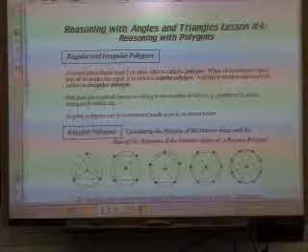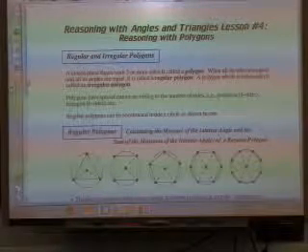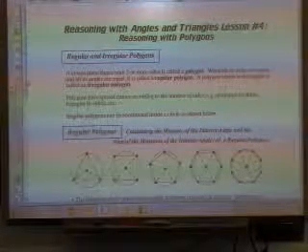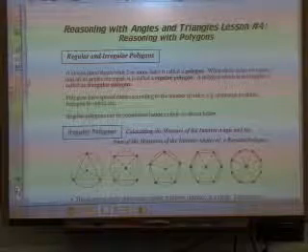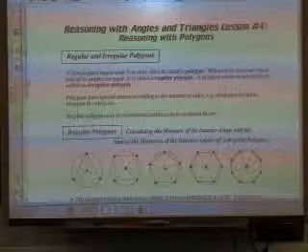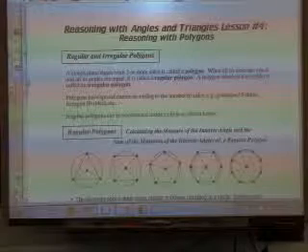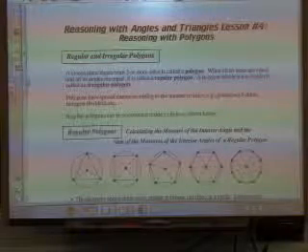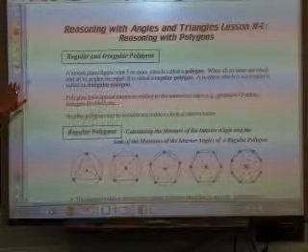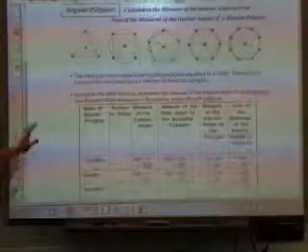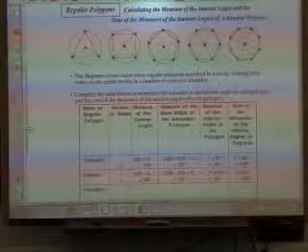Some of the polygons have special names, such as pentagons, hexagons. Actually, we probably could find the proper name for all polygons. We just don't use multi-sided polygons all the time. So what I had you work on was this chart with the regular polygons.